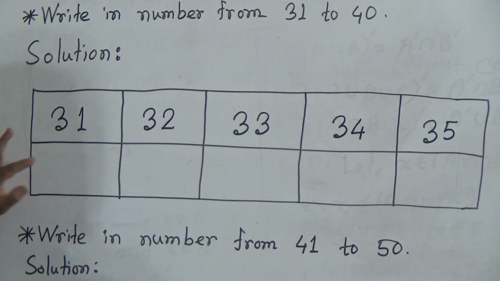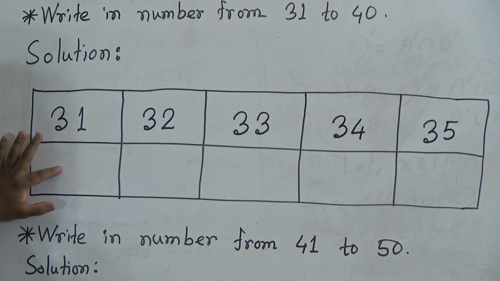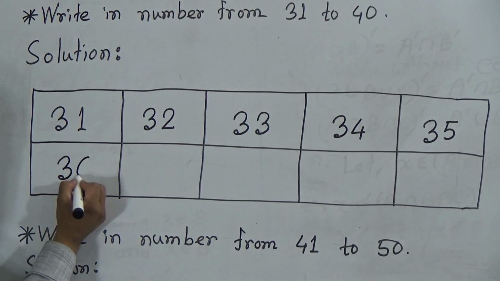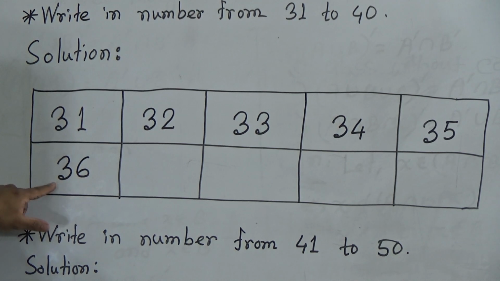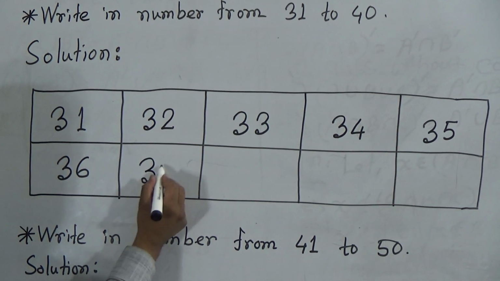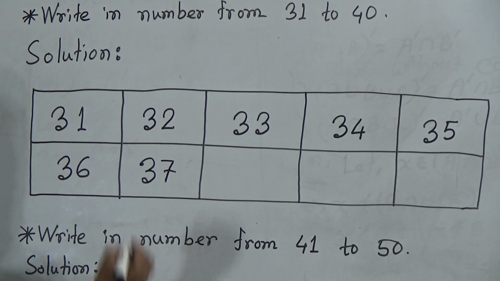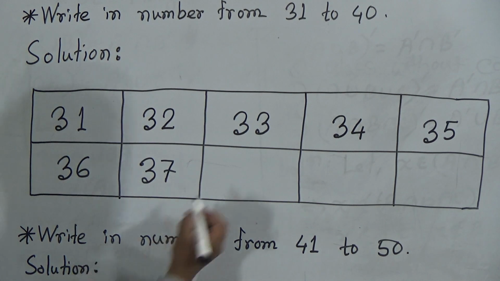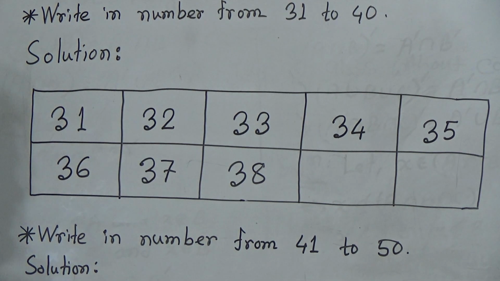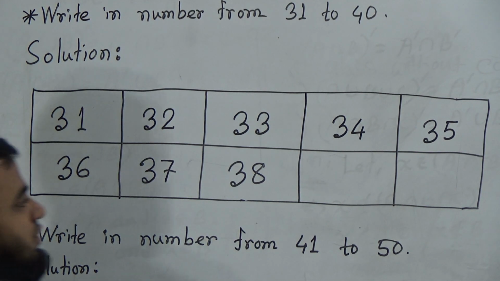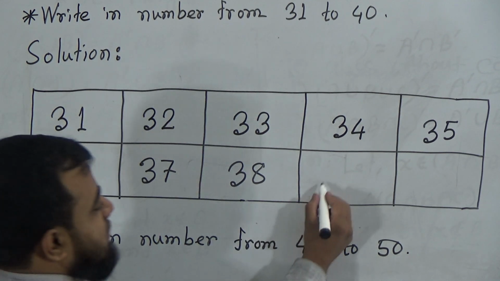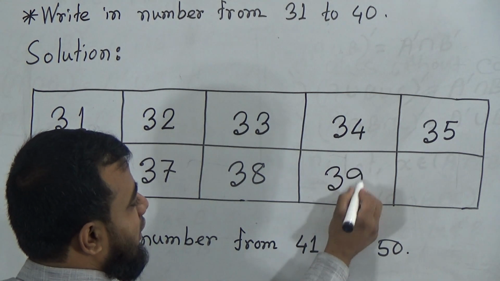We'll go to the next row, first column. Here we should write the next number after 35. It's 36. 3 and 6 makes the number 36. Don't make any mistake writing the number 6. After 36, we have 37. 3 and 7 makes the number 37. Then after 37, we have the number 38. 3 and 8 makes the number 38. You can say that 3 tens and 8 ones makes the number 38. After 38, we have the number 39, my dear students. 3 and 9 makes the number 39.